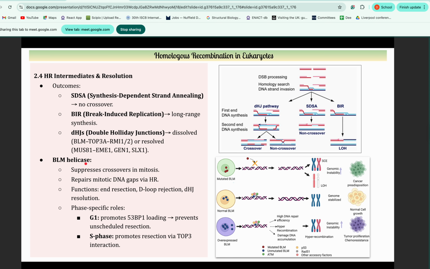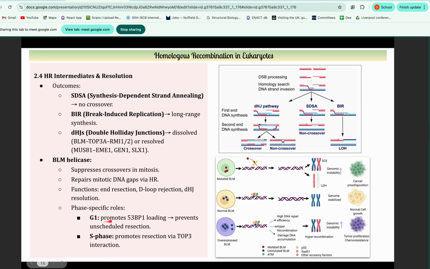are the enzymes which are used to unwind the DNA. It suppresses crossovers in mitosis, because normally this enzyme is observed in the cells. It repairs the mitotic DNA gaps by homologous recombination, and the functions of this enzyme are end resection, D-loop rejection and double Holliday junction resolution. And then it also has phase specific roles.